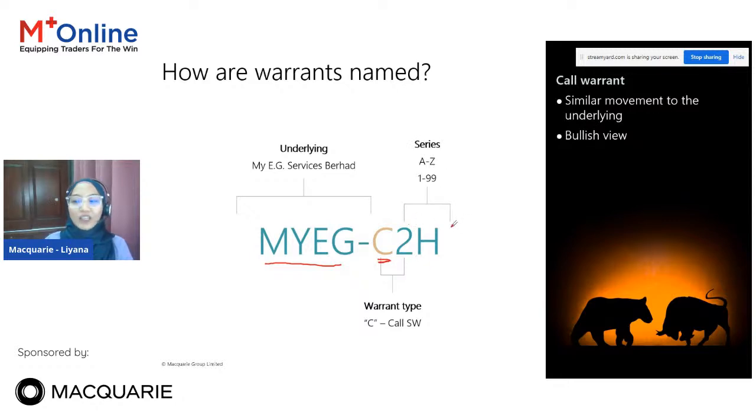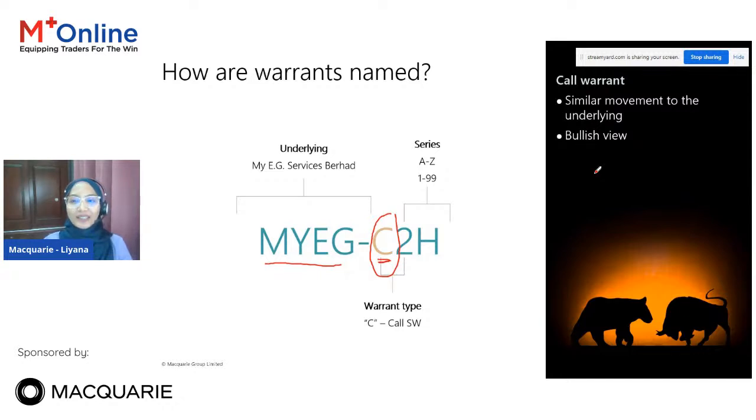Series dia boleh jadi apa-apa. So dia boleh jadi MyEG CU1, C2, C3. Kalau dah habis semua nombor tu, then dia akan ada alphabet. Macam ni lah. As long as the keyword here is that kalau you nampak C macam ni, lepas last name dia tu, immediately you can tell that itu adalah call warrant. Okay. So, apa itu call warrant?